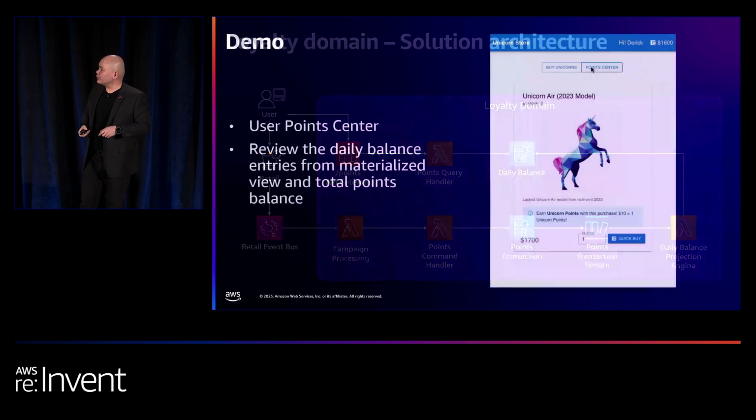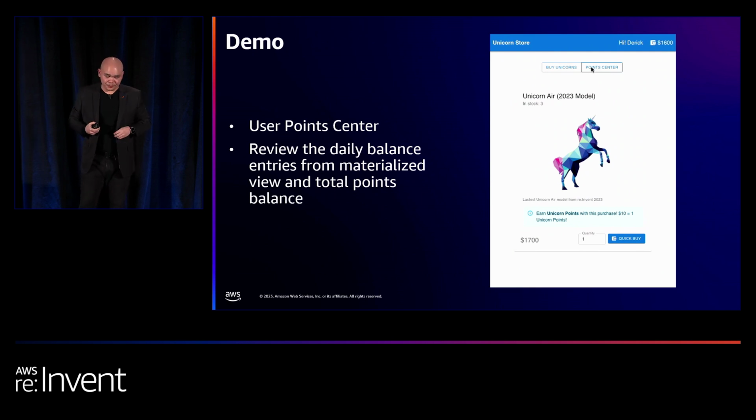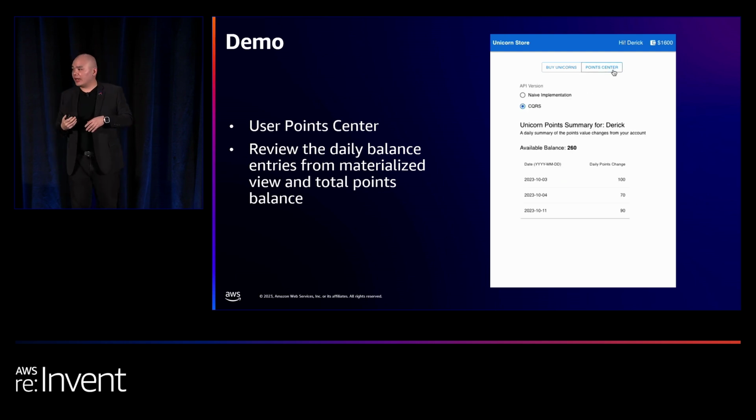So now let's see how it works in the demo. So here we have the point center on the top right. And when you click on the top right, it's going to pull the data from the daily balance table using the point query API. So we can see that right now we have 3 entries for points for 3 days. And the total point balance is the summation of each day. And this is the data that we pull from the daily balance table, like I mentioned.